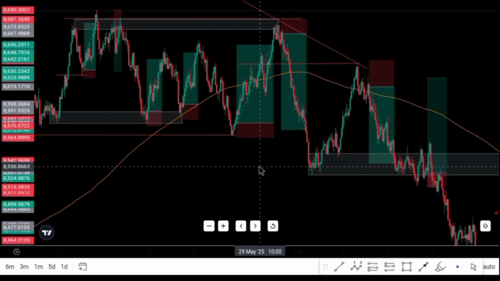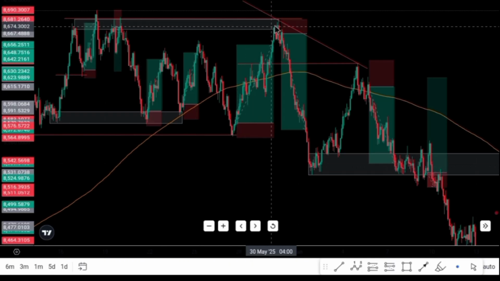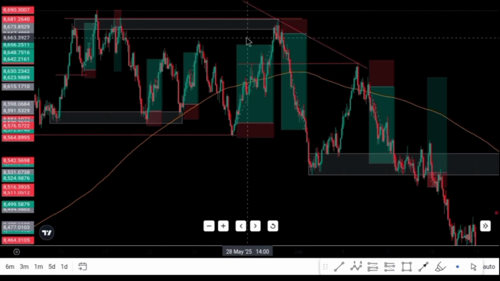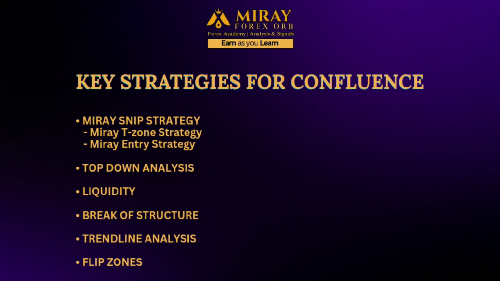This is another strategy in itself, but I use it as part of my confluence, because we can see here I drew a zone over here. When the market got into the zone, I used the liquidity as my confluence to get trading opportunities. That's just an example, by the way. We'll get down to details. We also have the break of structure, the trend line analysis, and the flip zones. All these strategies are very common, and that's what I use as my confluence aside from my trading strategy.